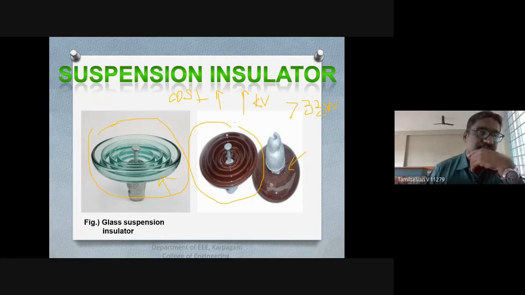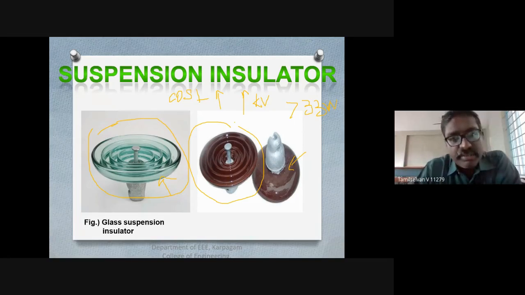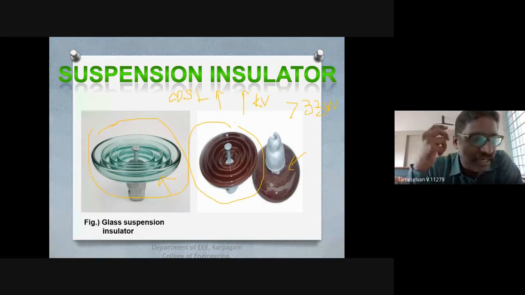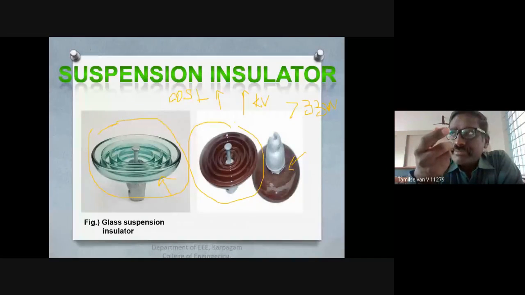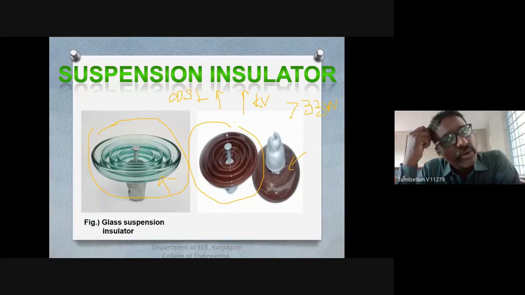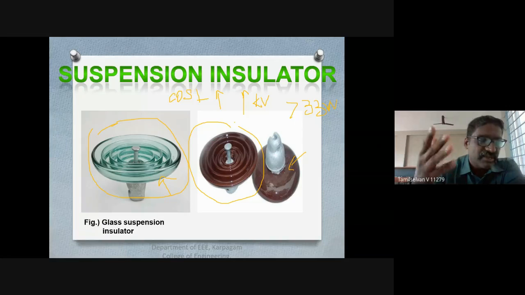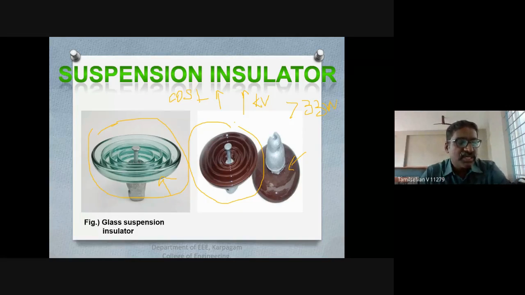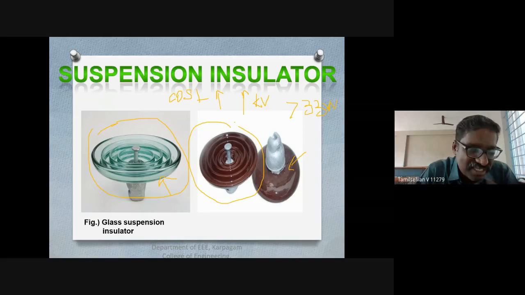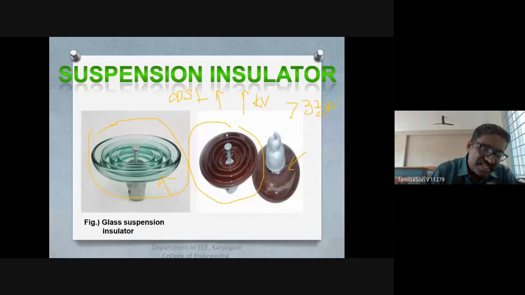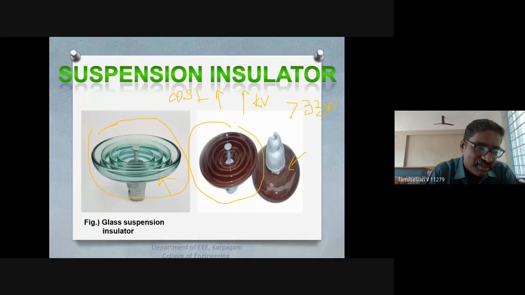Each disk will be designed for a voltage of 11 kilovolt. It means one disk has the capacity of 11 kilovolt. Suppose it's 33 kilovolt, then we'll have 3 disks. If it's 110 kilovolt, we'll have 10 disks. If our working voltage is 66 kilovolts, then 6 disks will be there. So the number of disks connected in series depends upon your working voltage.